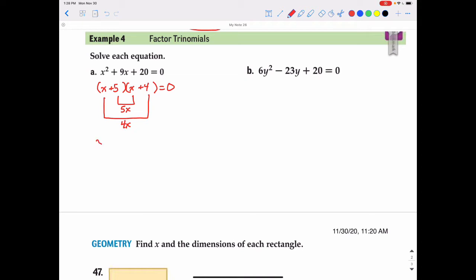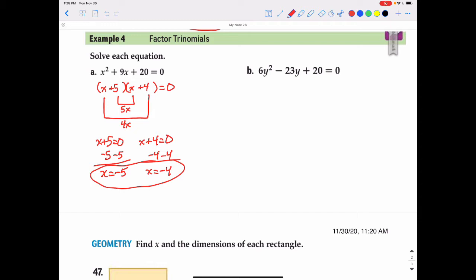Set each part equal to 0, so x plus 5 equals 0, x plus 4 equals 0. On the first one, I would just subtract 5 from both sides, so x equals negative 5. And on the second one, subtract 4 from both sides, so x equals negative 4. And there are your answers. So two answers on this one.